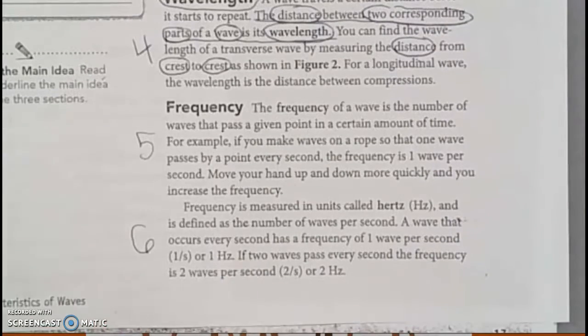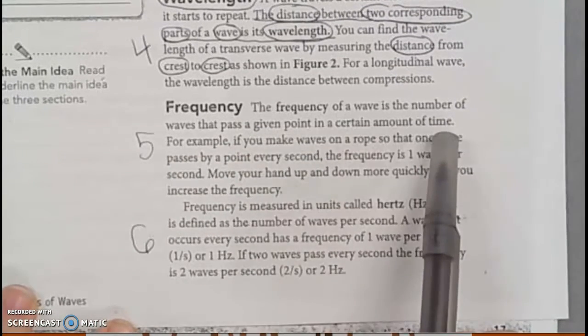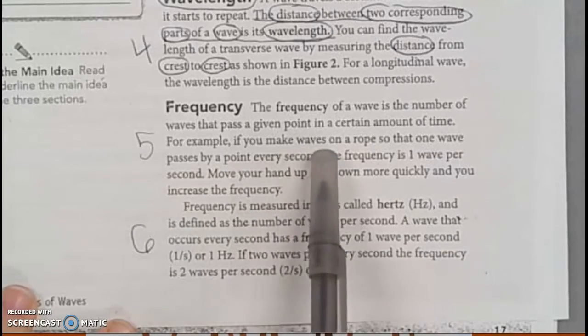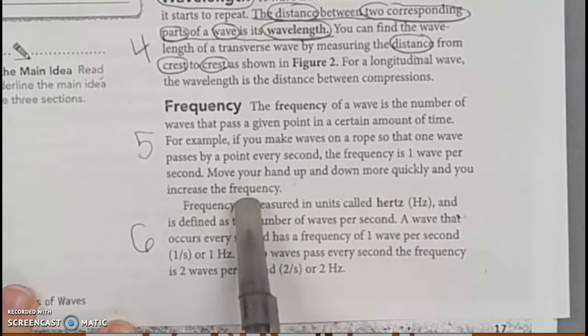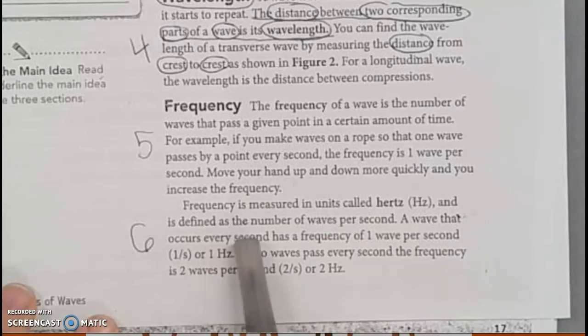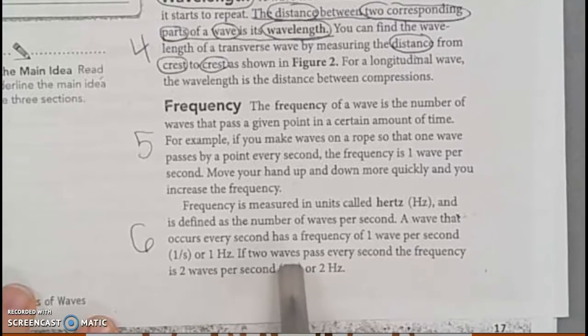Paragraph 5. The frequency of a wave is the number of waves that pass a given point in a certain amount of time. For example, if you make a wave on a rope so that one wave passes by a point every second, the frequency is 1 wave per second. Move your hand up and down more quickly and you will increase the frequency. I'm going to read paragraph 6 as well, and then you are going to go back and do both of those. Frequency is measured in the units called hertz and is defined as the number of waves per second. A wave that occurs every second has a frequency of 1 wave per second, or 1 hertz. If 2 waves pass every second, the frequency is 2 waves per second.